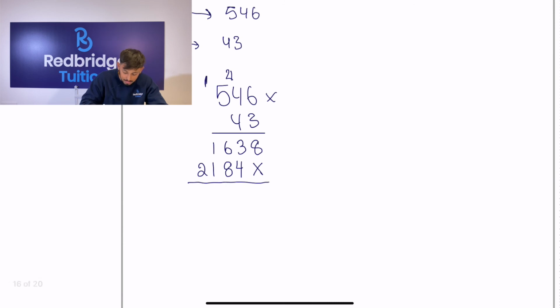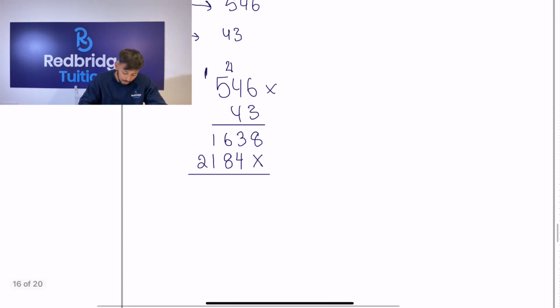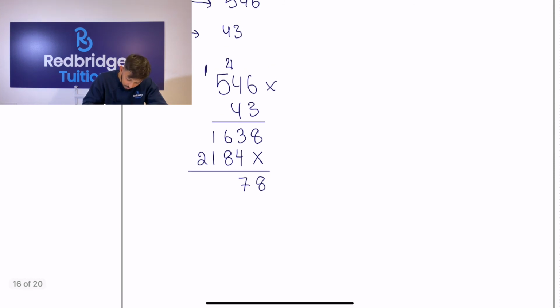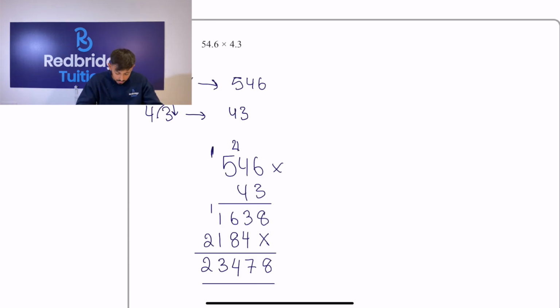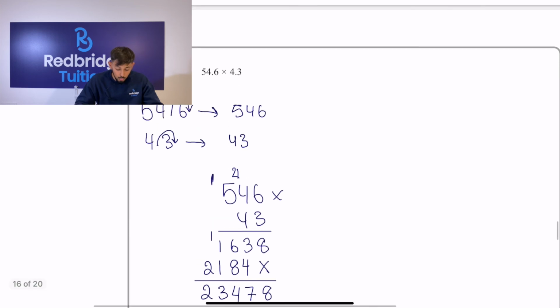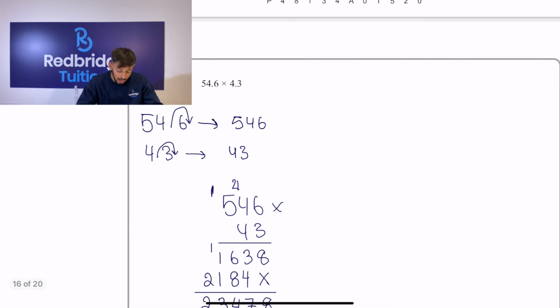Now we add these sets of numbers together. So we have 8 plus 0, which is just 8. 3 plus 4, which is 7. 6 plus 8, which is 14. And we carry the 1. So 1 plus 1 is 2. After carrying the 1, that would give us 3, and the 2 remains. So our answer so far is 23,478.